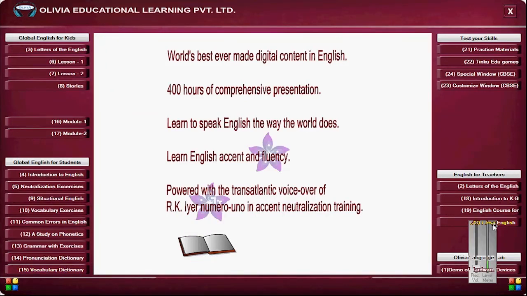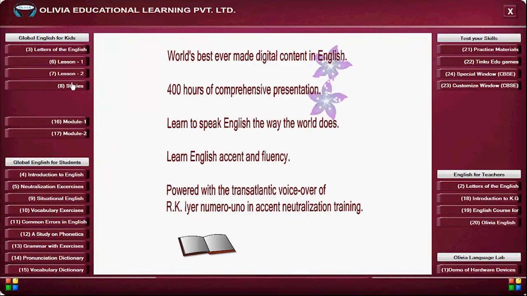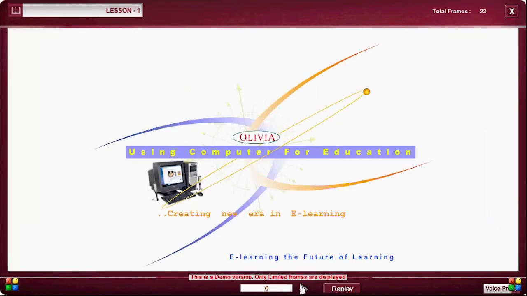We have seen a major portion of the software, and now we go to the divisions. See here, there are 4 sections: letters of the alphabet, lesson 1, lesson 2, and some stories. That is for the small students from the LKG to third standard or second standard, as the standard is here.